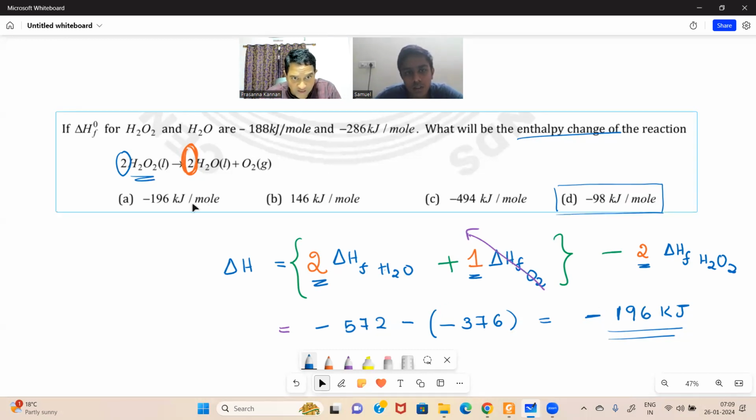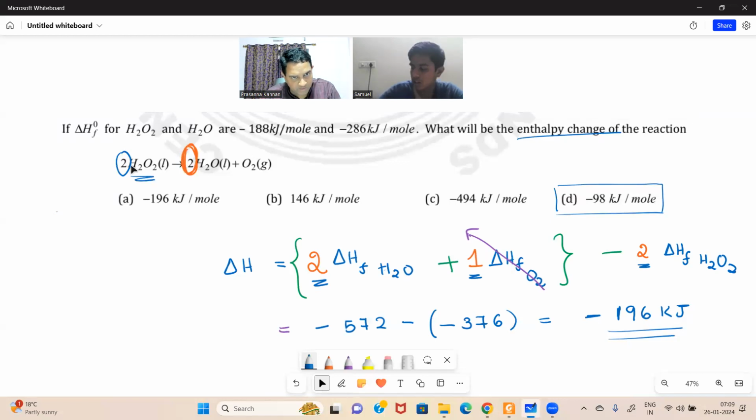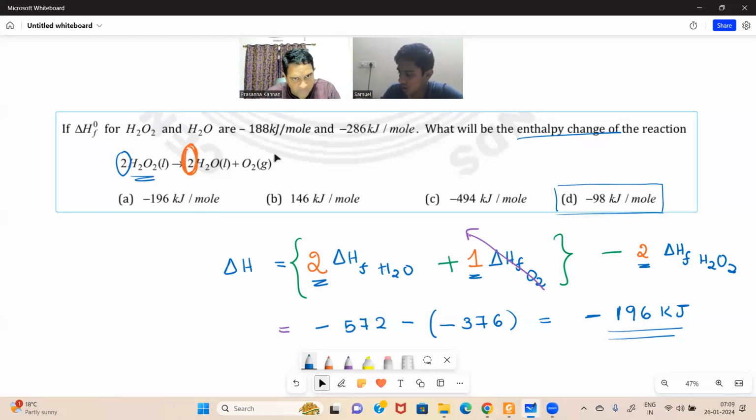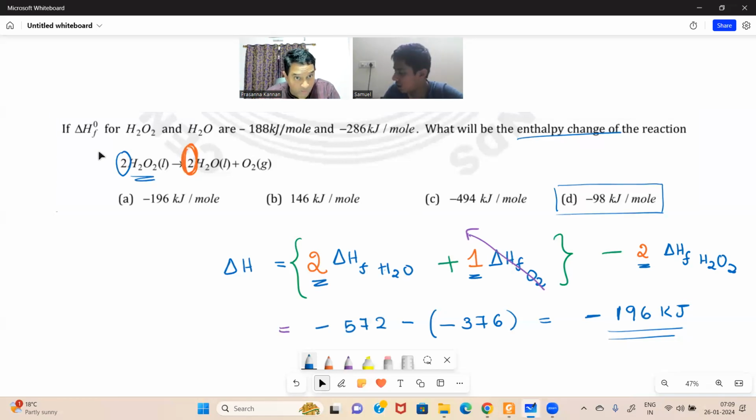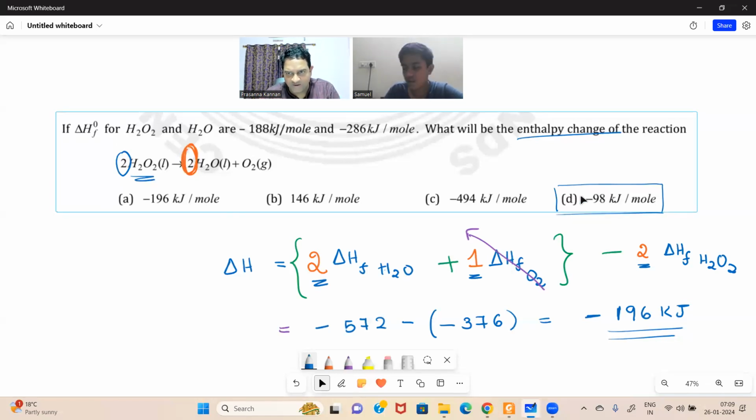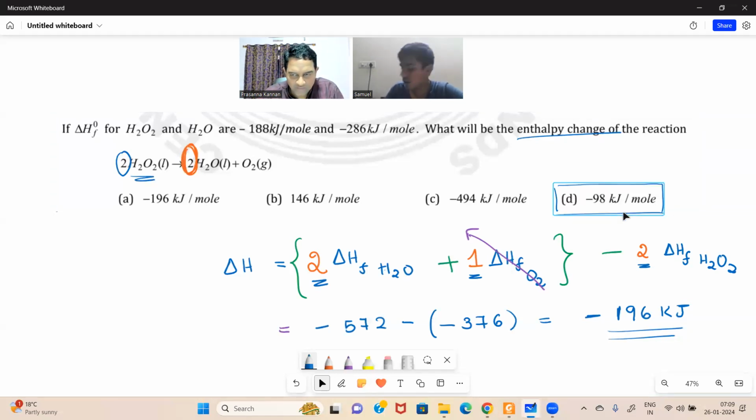Then in the final answer, if they ask per mole, then you should look at the equation. So here 2 moles of peroxide is becoming 2 moles of water. Per mole, that means 1 mole of peroxide becoming 1 mole of water, you should divide it by 2. So that's kind of a final twist in the question, correct? All right. But at least these basic things you need to take care of. Very good.